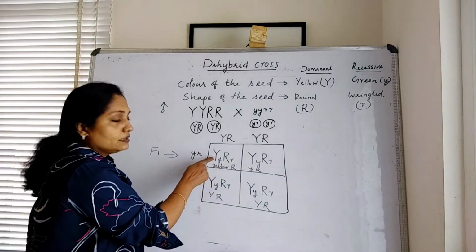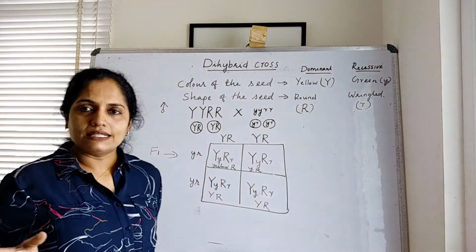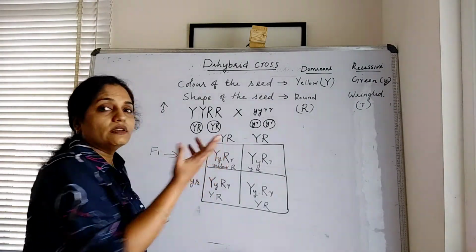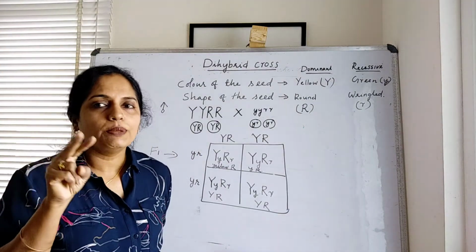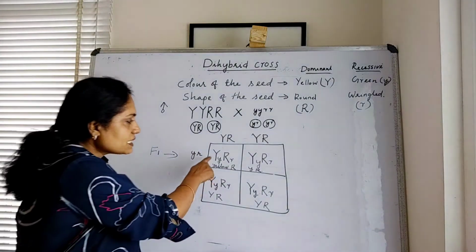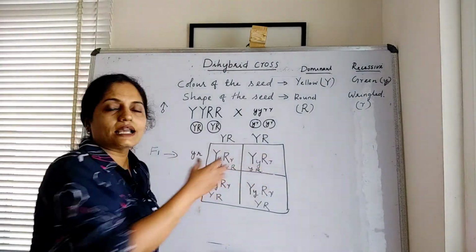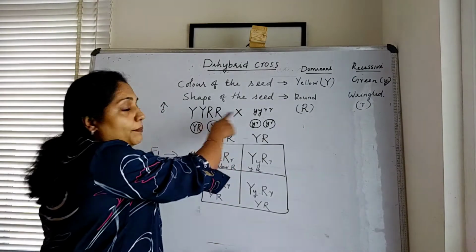You see here the alleles are different. The alleles are not homozygous, they are heterozygous, capital Y and small y. If it is similar, both should be capital Y or both should be small y. So this condition is the heterozygous condition, or the plants are hybrid. They are not purebred like their parents.